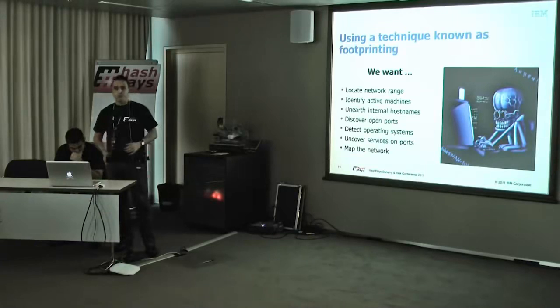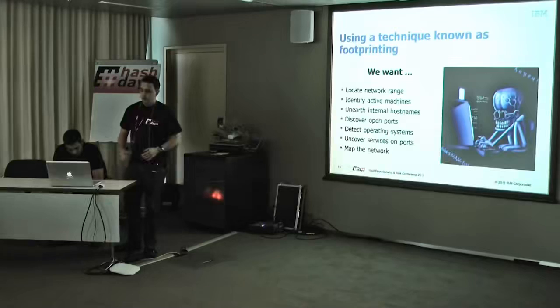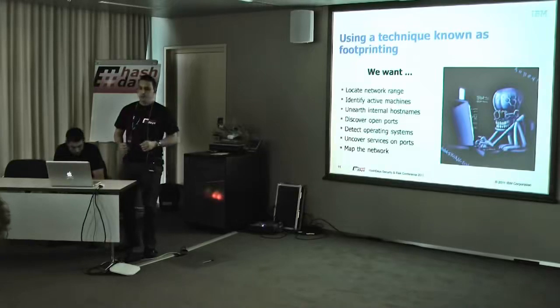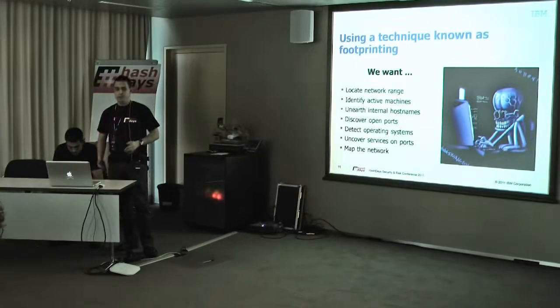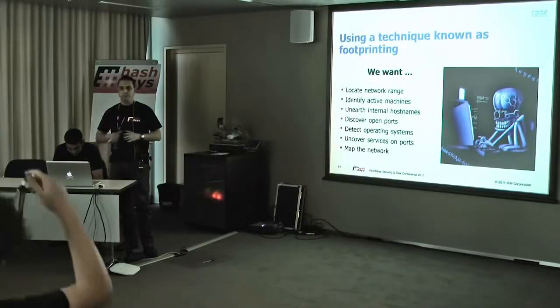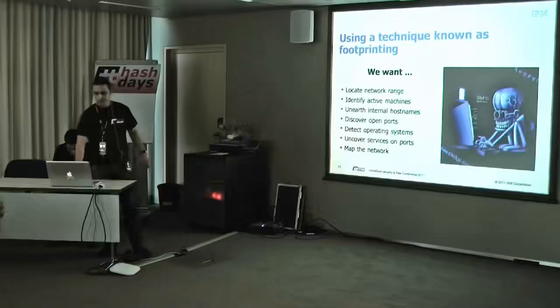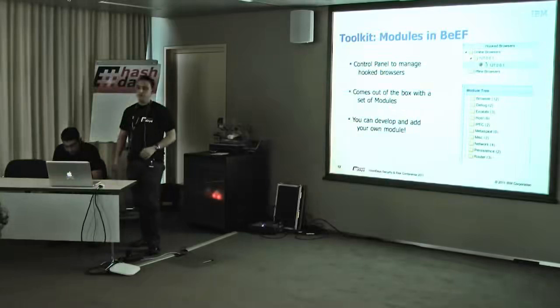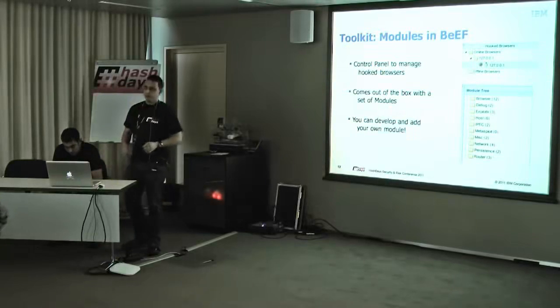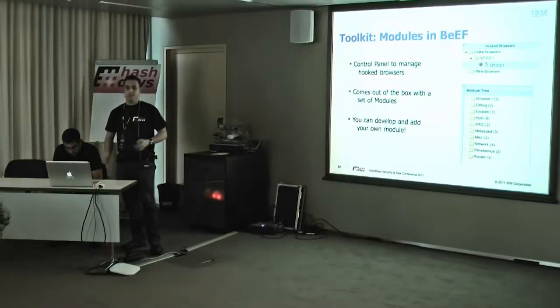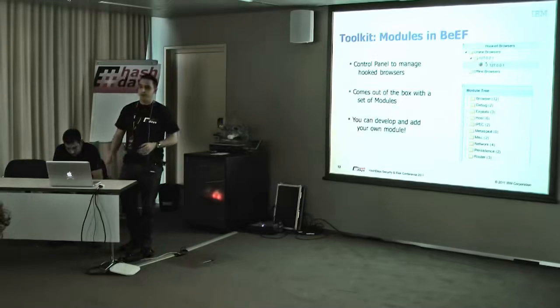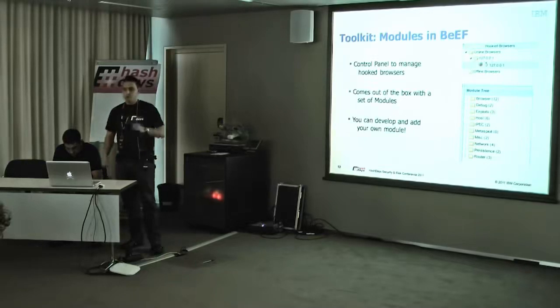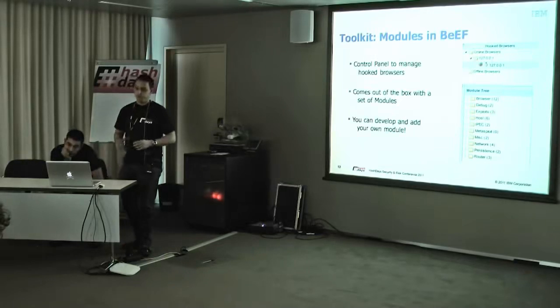So we will discover the open ports to map them to the services running. We'll try to do a basic operating system fingerprinting, and then create a graphic and map the network. For that we are going to use BeEF, the Browser Exploitation Framework. BeEF has two main components: the server side, which is written in Ruby, and the client side, which runs in the victim. Basically, it's a set of modules.